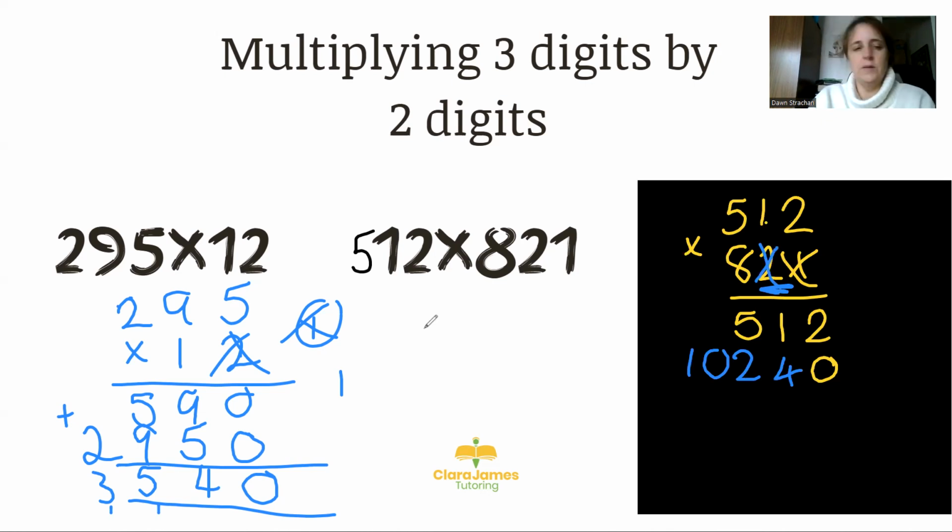So I'm going to cross that out because I finished with it. And this time we're going to be multiplying by the 8. Okay, so to keep the 8 in the hundreds, we need to put in 2 placeholders. And we can go 2 times 8 gives me 16. So 6 and carry 1. 1 times 8 is 8, plus the 1 I've just carried gives me 9. 5 times 8 is 40.